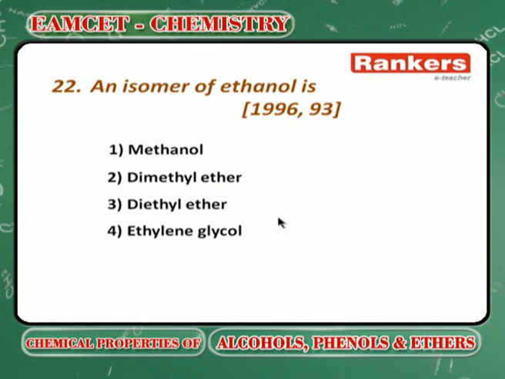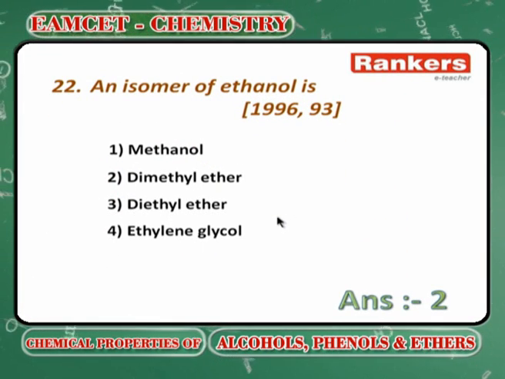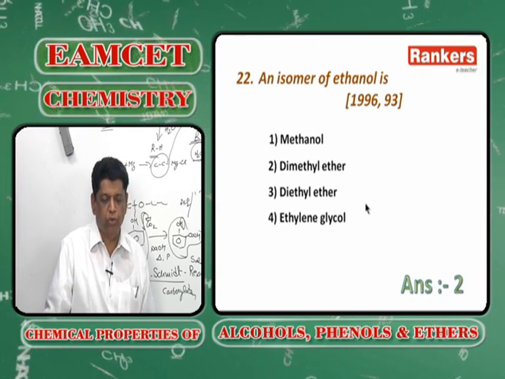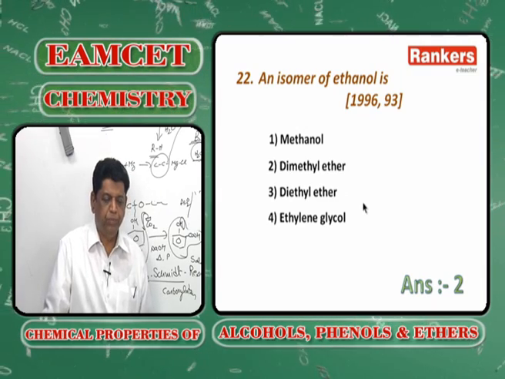An isomer of ethanol: dimethyl ether is the right answer, because ethanol contains 2 carbons and dimethyl ether also contains 2 carbons. The formula will be the same.